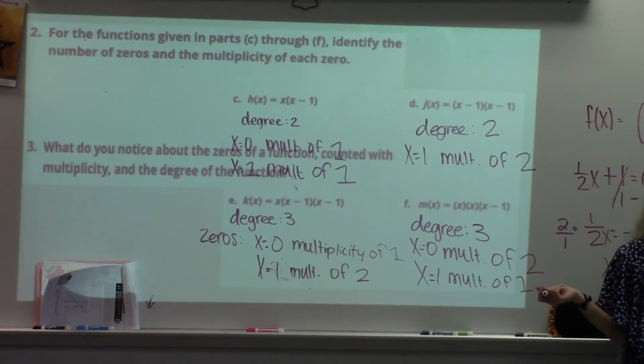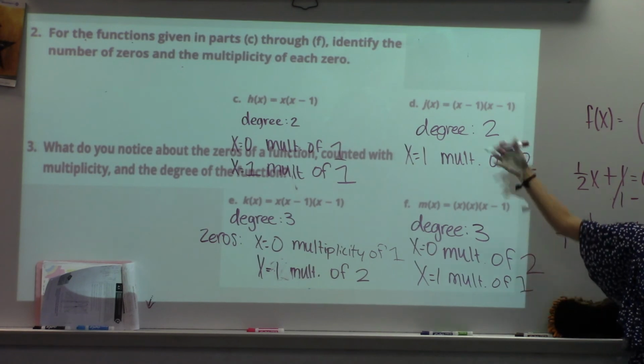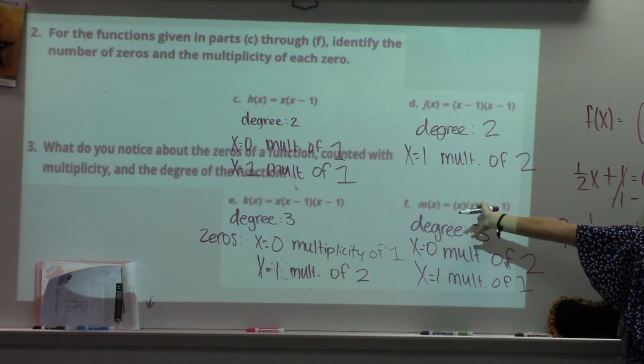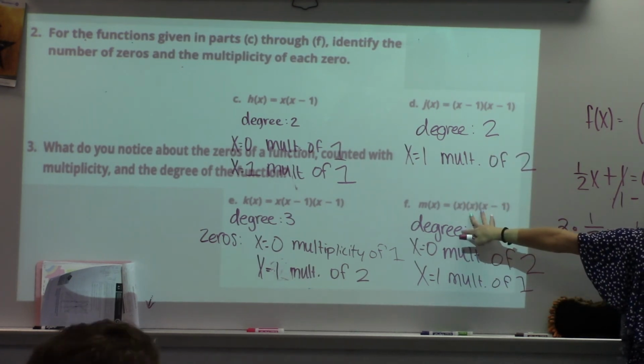Well, we did answer 2. What are you asking? Number 3, guys, we did 2. It was asking about the multiplicity and the zeros. We just kind of wrote them all where they belong, okay?